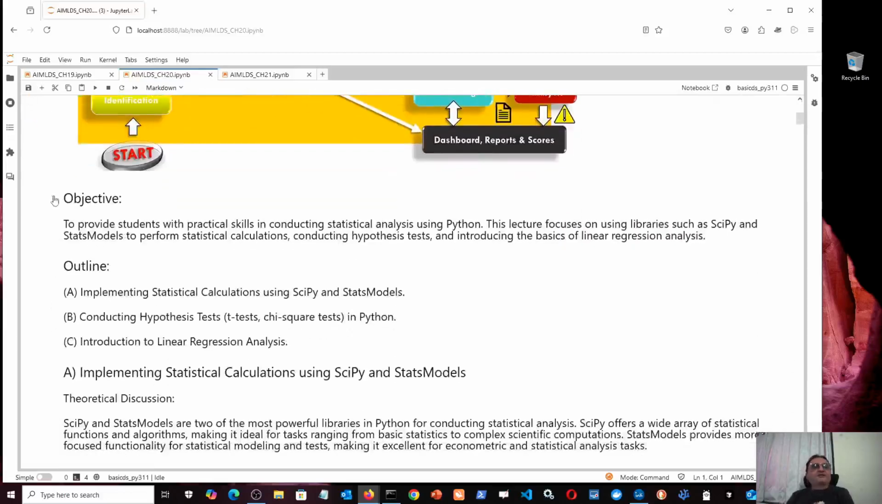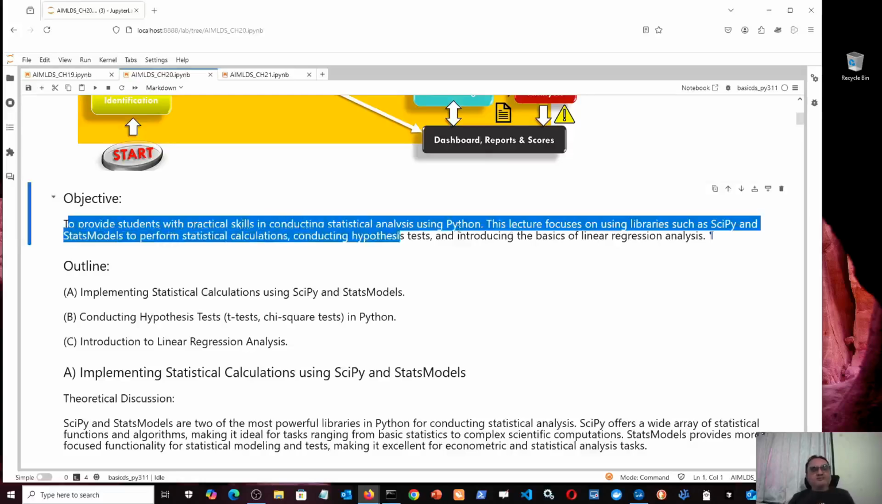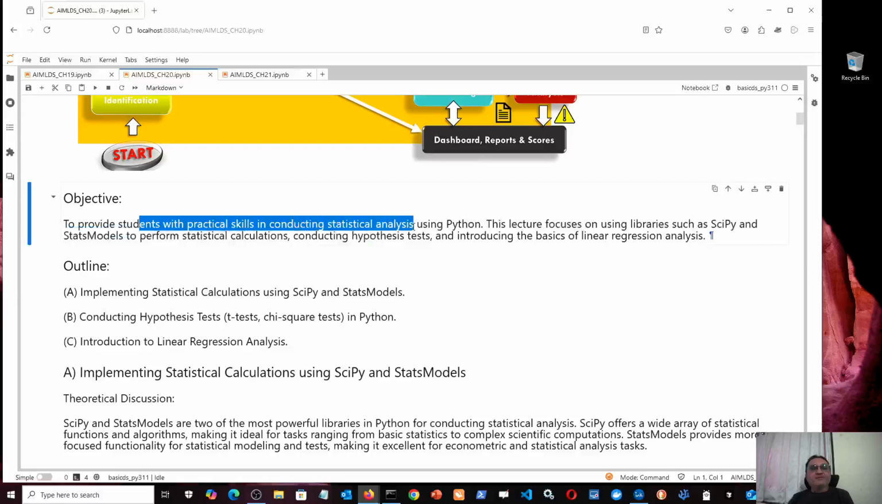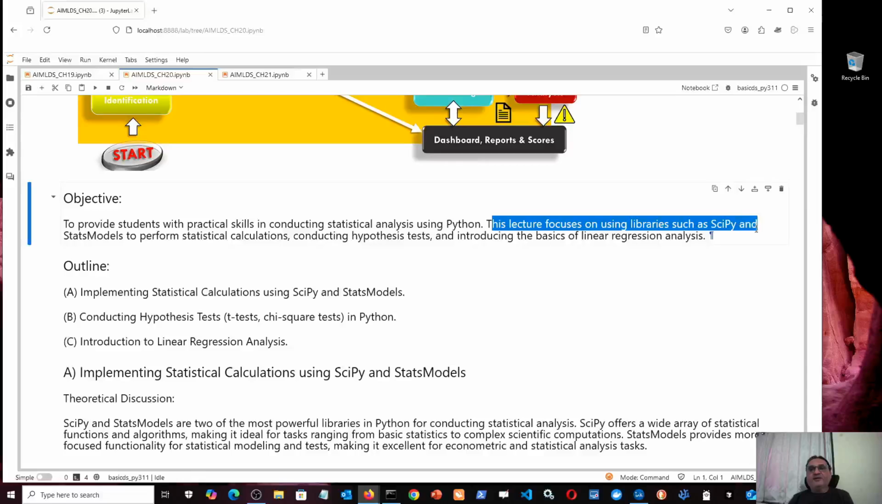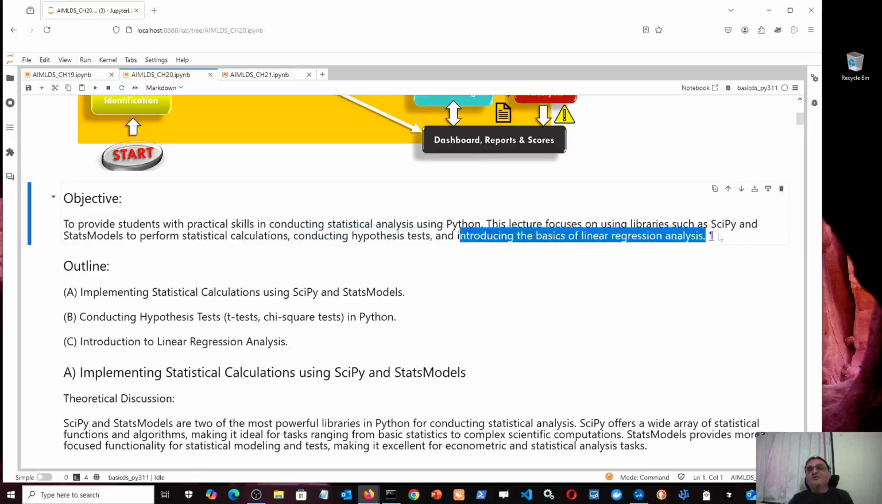Okay. Now, what is the objective of this chapter? The objective is to provide students with practical skills for conducting statistical analysis using Python. And many of these skills were already imparted to you in the previous chapter also. This lecture focuses on using libraries like SciPy and Statsmodels. Again, we have used these libraries in much depth in the previous chapter also, to perform statistical calculations, conducting hypothesis tests, which we have also done in the previous chapter, and introducing the basics of linear regression analysis.